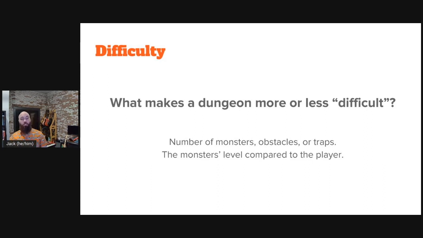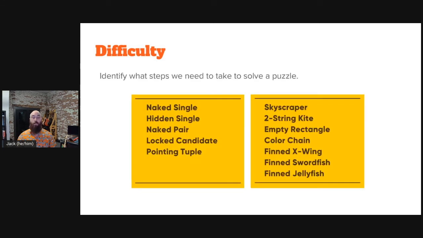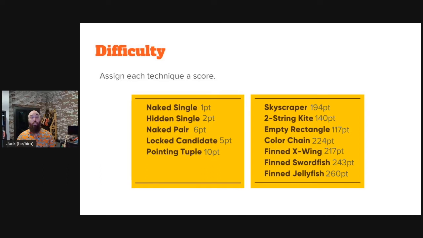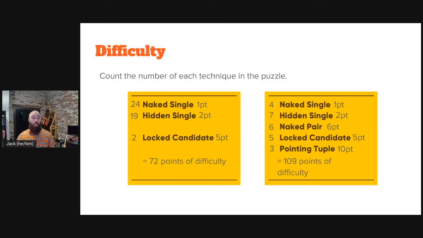Difficulty, right? This is a big one, which is potentially much easier when you're thinking about a dungeon, which is like the number of obstacles or monsters or traps that are at a certain level compared to the player. But we don't necessarily have that when we're thinking about puzzles. So we basically identify the different steps we need to solve the puzzle. Here are some of the techniques that you would use for Sudoku, and assign each of them a score, and then count the number of each technique in a path through the puzzle, right?